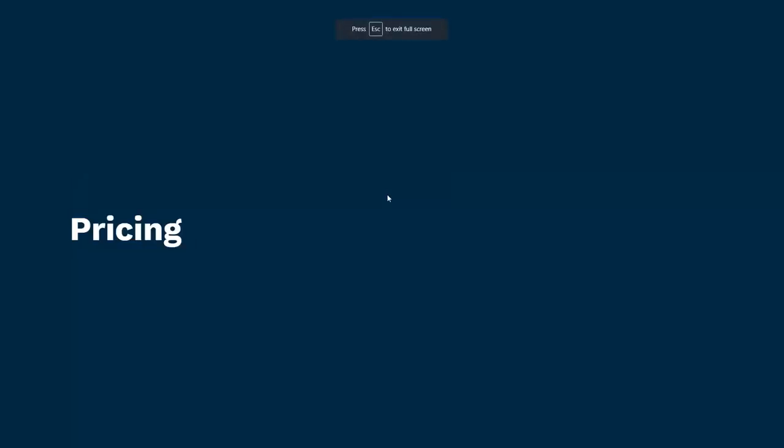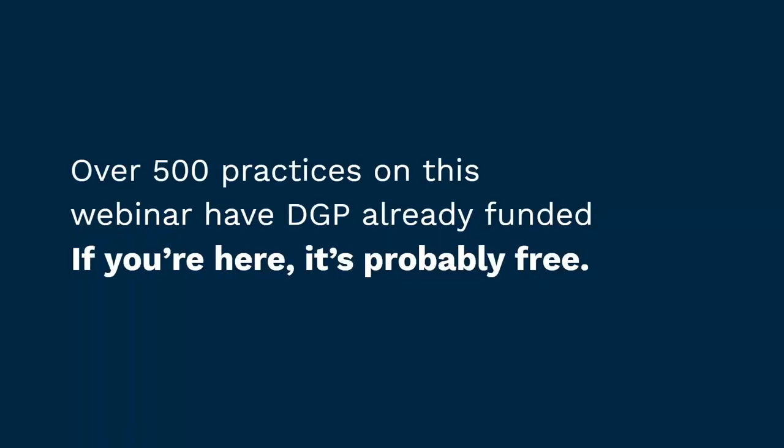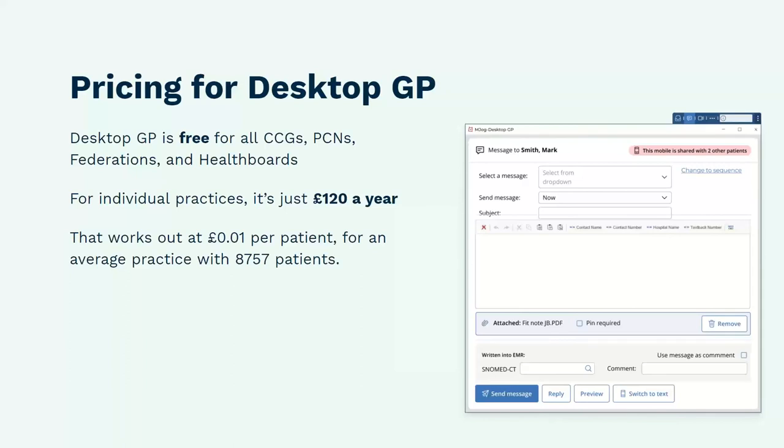So it's quickly on to pricing. There might be some individual sites in our attendees. There's over 500 or 600 practices that we have pre-invited to the webinar, so if you are here, it is probably free for you. So do try the download link. If you're not one of those 500 or 600 sites, then Desktop GP is free for all CCGs, PCNs, federations, and health boards at the moment. So speak to your CCG, ask them to get in touch with us, and it should be relatively simple.